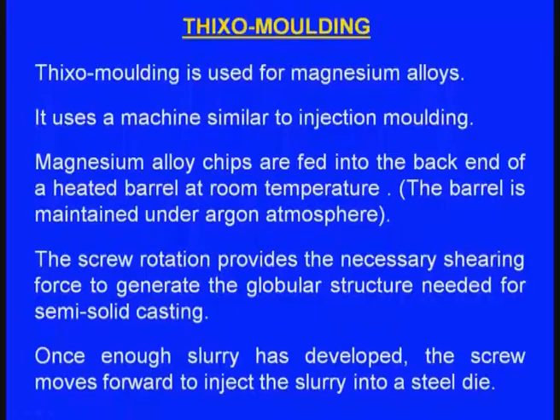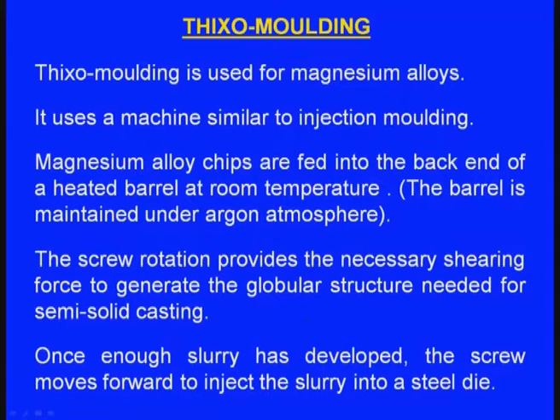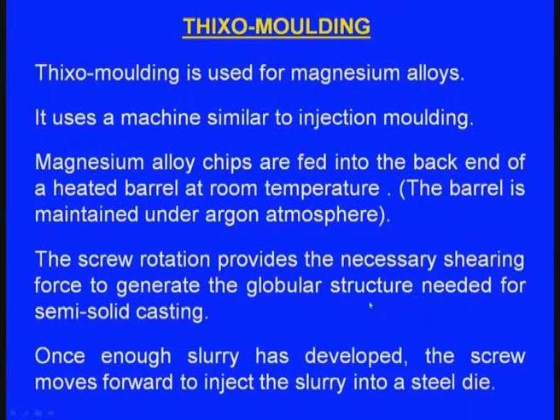Now, we are feeding these magnesium alloy chips to the back end of the heated barrel inside the injection molding machine. There will be a screw in that. As this screw rotates, what happens? It provides the necessary shearing force to generate the globular structure needed for semi-solid casting. As the screw is rotating, these chips will be trapped inside the screw and they undergo shearing. Because of that, we get the globular structure for semi-solid casting. Once enough slurry has developed, the screw moves forward to inject the slurry into the steel die.